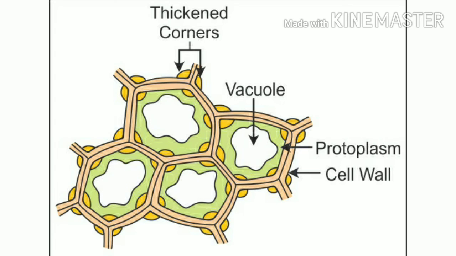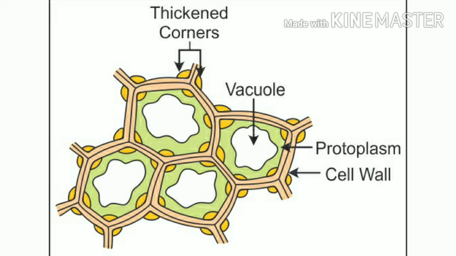The next tissue is collenchyma, which forms a layer beneath the epidermis. Now this layer can be either continuous, that is homogeneous, or it can be in patches. The cells of collenchyma are thickened at the corners. The corners have deposition of cellulose, hemicellulose and pectin, and because of the thickened cells, they do not have any intercellular space.